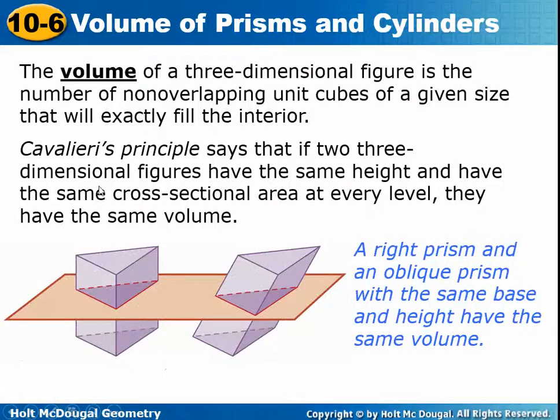There's a Cavalieri's principle that says it doesn't matter for volume if you have a right three-dimensional figure, straight up and down like this triangular prism is, or if your prism or cylinder is oblique, like tilted over. The reason is that if they have the same height and the same cross-section, like both of these have the same exact triangle as a cross-section, then they'll have the same volume. So if they have the same base, which is the same shape as this cross-section, and the same height, they will have the same volume.